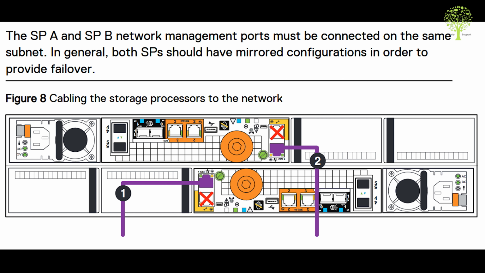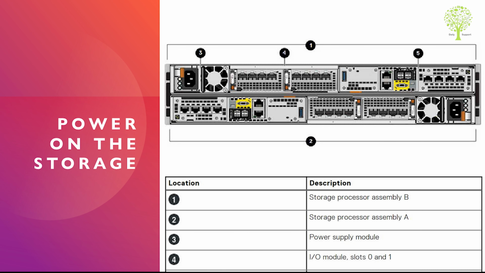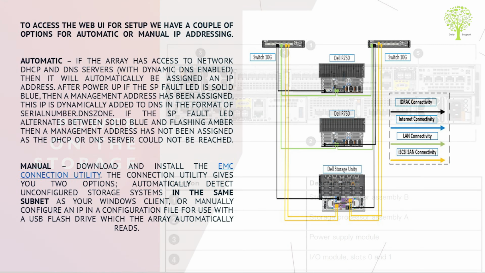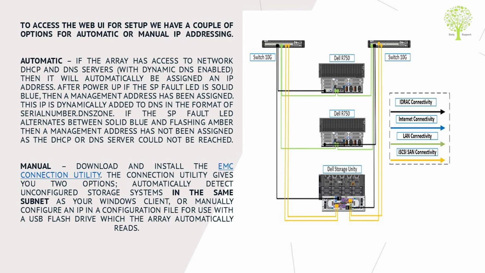Setup requirements: a Windows PC for initialization, and a USB drive if subnet access to EMC Unity isn't possible. To access the web UI for setup, you can choose between automatic or manual IP addressing. For manual configuration, download and install the EMC Connection Utility.